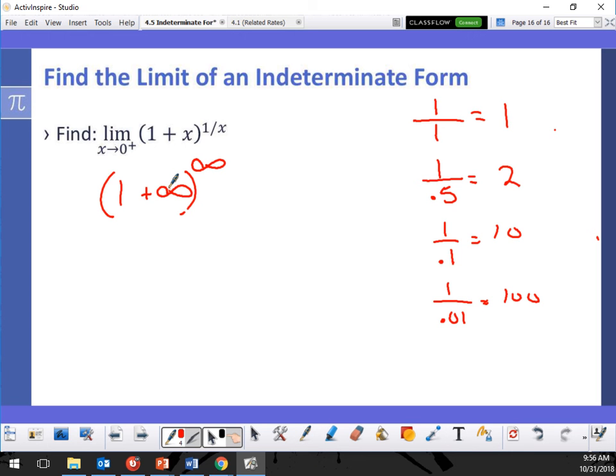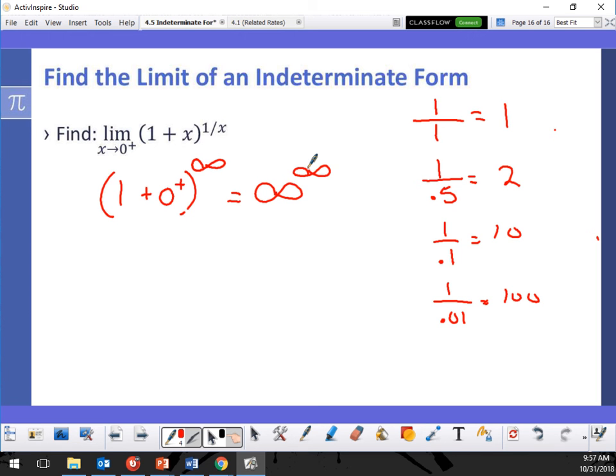Right? Basically, because I'm eventually just going to get infinity out of it. I'm approaching 0 from the right-hand side. So all of this is going to lead me to getting bigger. So it's infinity to the infinity.